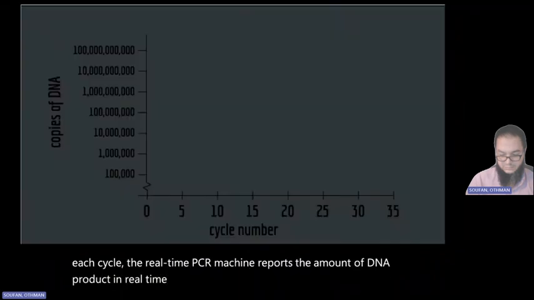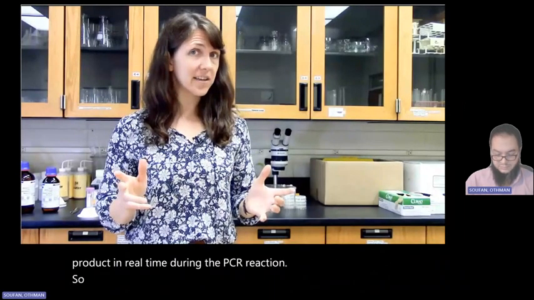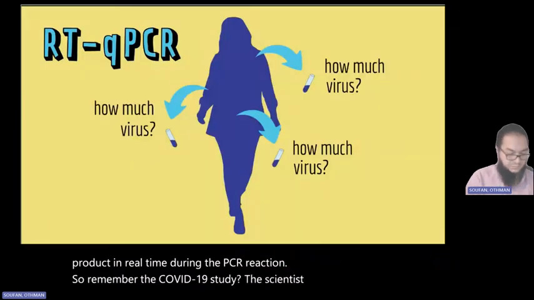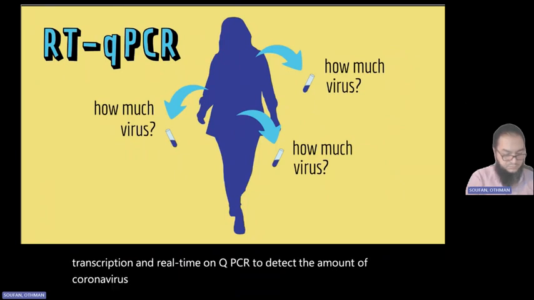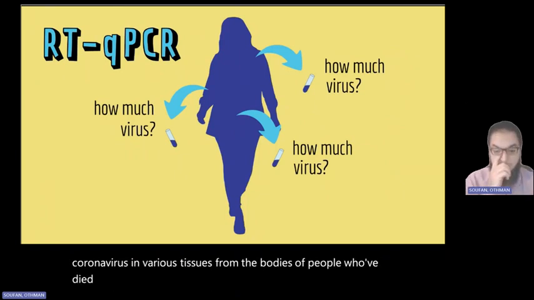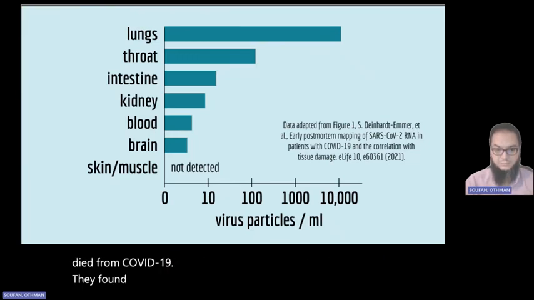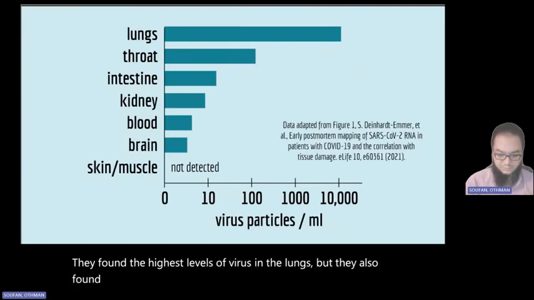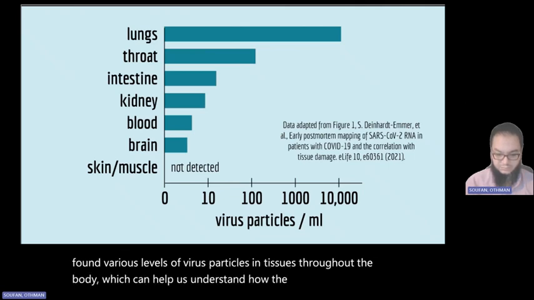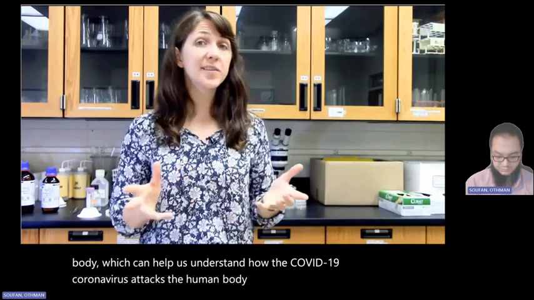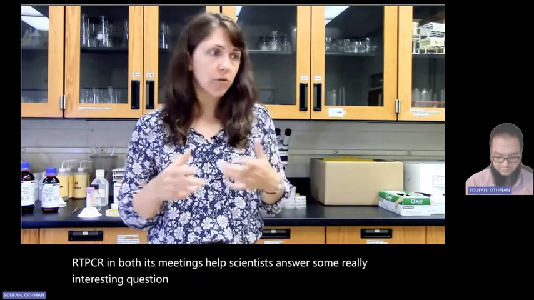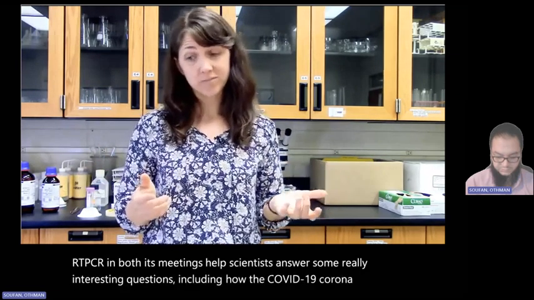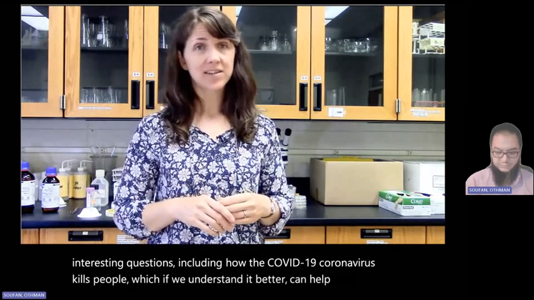So remember the COVID-19 study? The scientists combined reverse transcription and real-time or qPCR to detect the amount of coronavirus in various tissues from the bodies of people who died from COVID-19. They found the highest levels of virus in the lungs, but they also found various levels of virus particles in tissues throughout the body, which can help us understand how the COVID-19 coronavirus attacks the human body. RT-PCR in both its meanings helped scientists answer some really interesting questions, including how the COVID-19 coronavirus kills people, which, if we understand it better, can help us save lives. Now, that's cool.